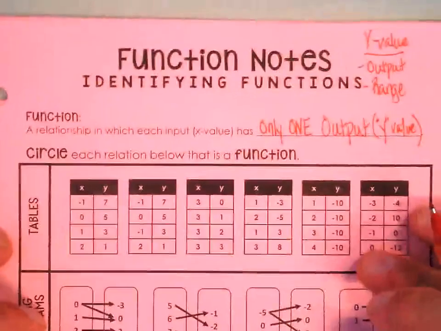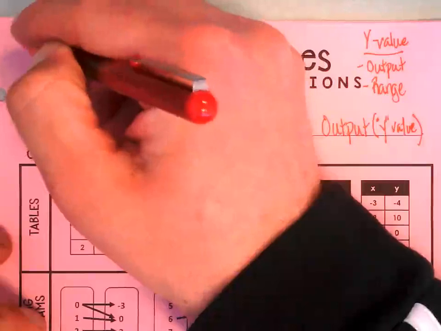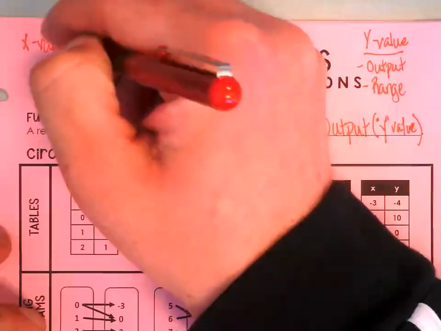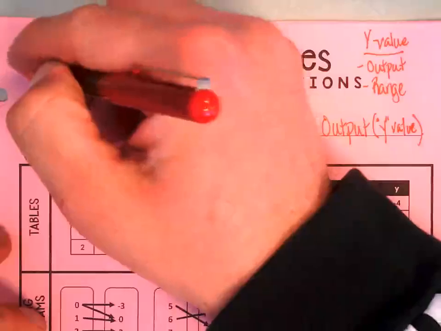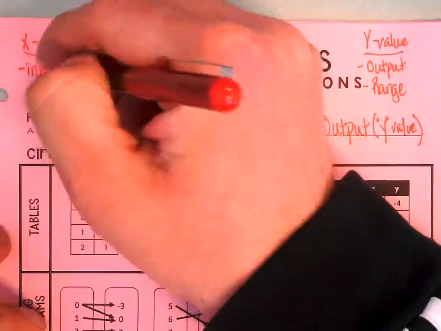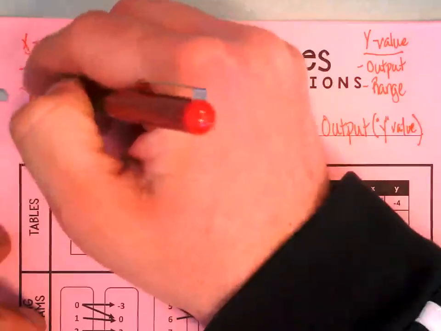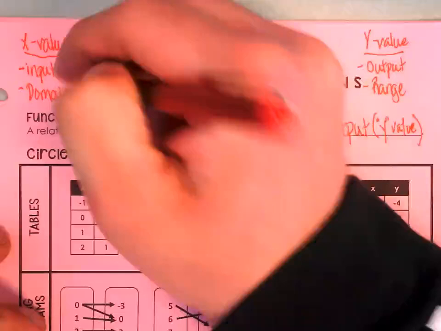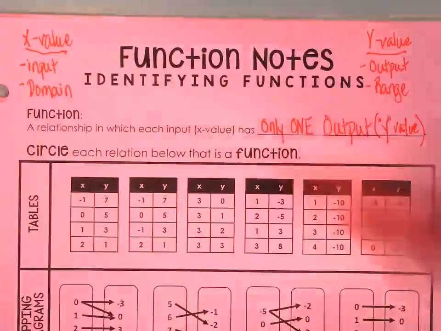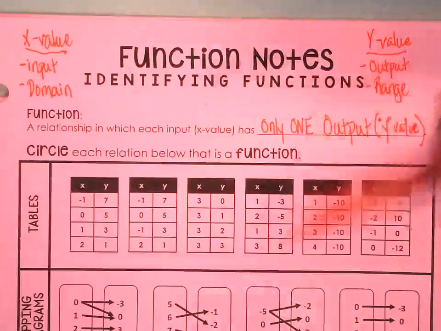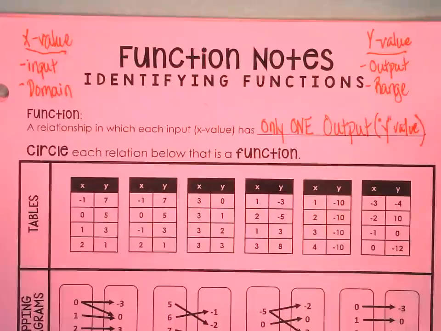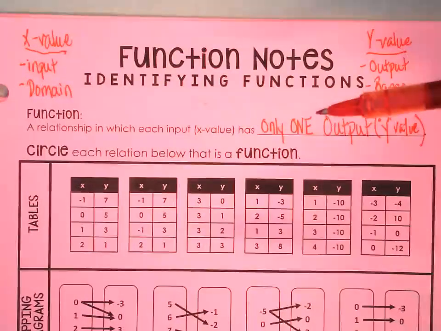Okay? So if I move over to this other side, I'm going to put x value. So an x value, like we said in the definition, is two things. An x value can be an input, or it can be what is called a domain, right? They mean the same thing. Those are two fancy words for x value. So input means x value, and so does domain. So if you ever see that, you got to think x. If you ever see output or range, you need to think y. So, like I said before, a relationship in which each input, or our x value, has only one output.